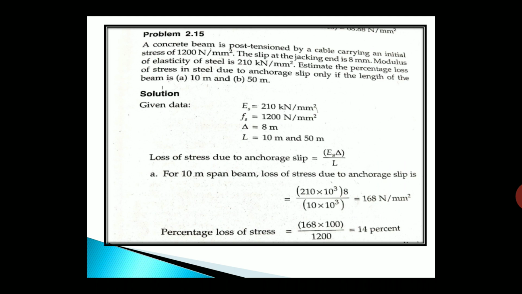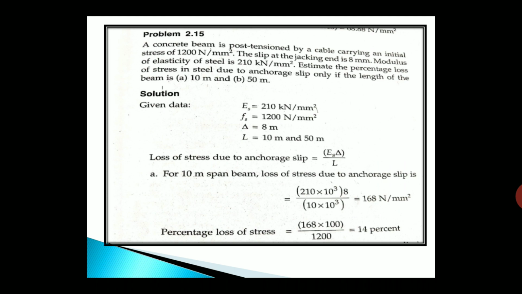Two cases are given. First, the beam is of 10 meter length. In the second case, the beam is of 50 meters length. Practically having a 50 meter beam is difficult, but still in the example it is the given data. So let's start with the example. Write down the given data. Here we have 8 mm as the slip which is given. So let's find the loss of stress due to anchorage slip.